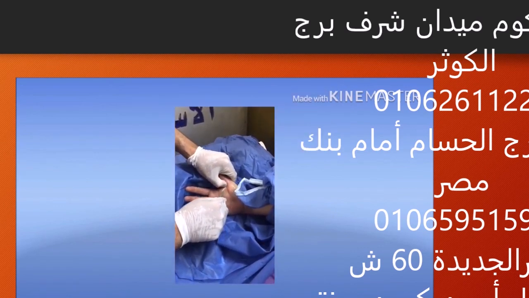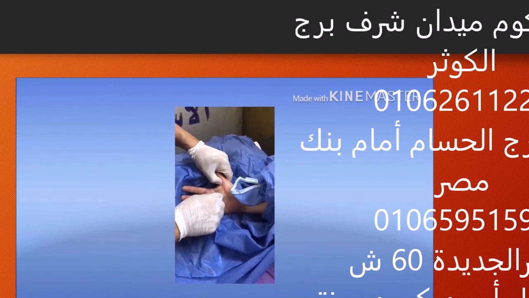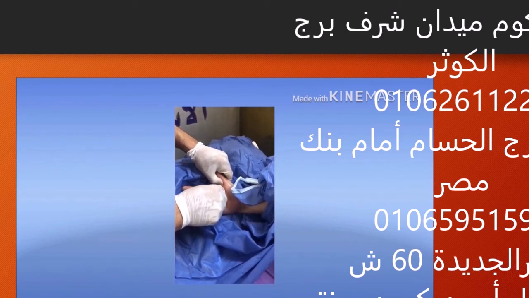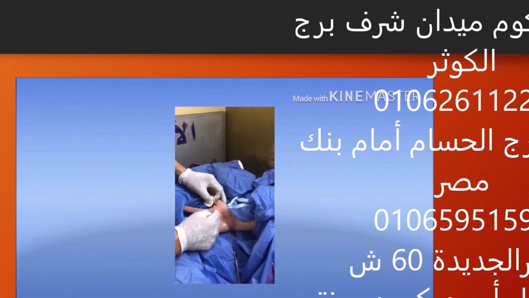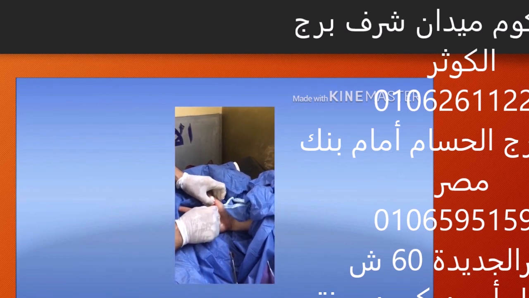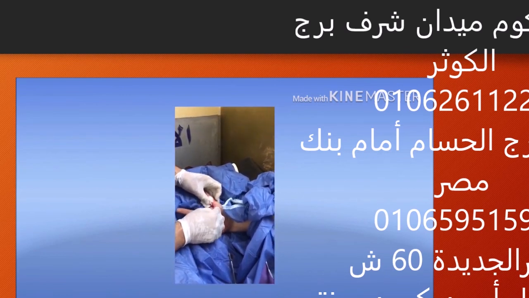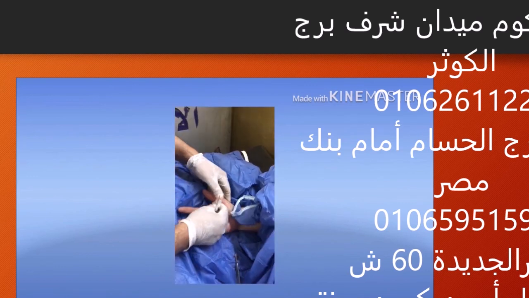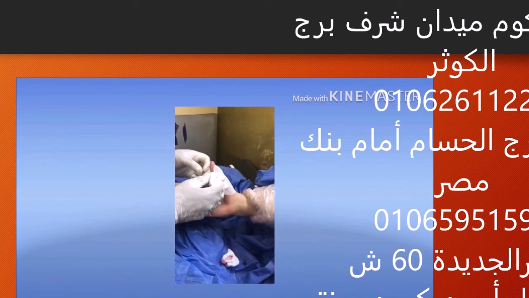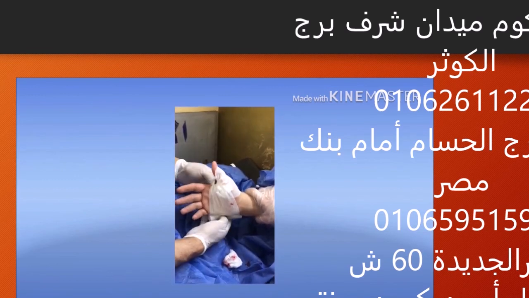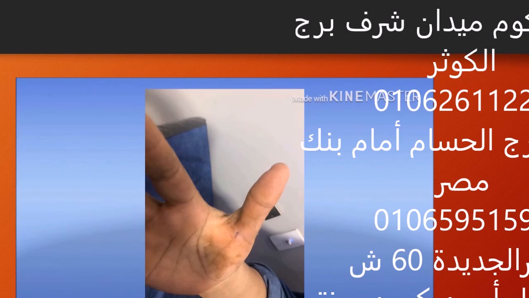Incision of the pulley after local infiltration anesthesia, and using the knife to complete the release of the pulley. Dressing. This is the mobilization by the patient and dressing. After 3 days, everything is okay.